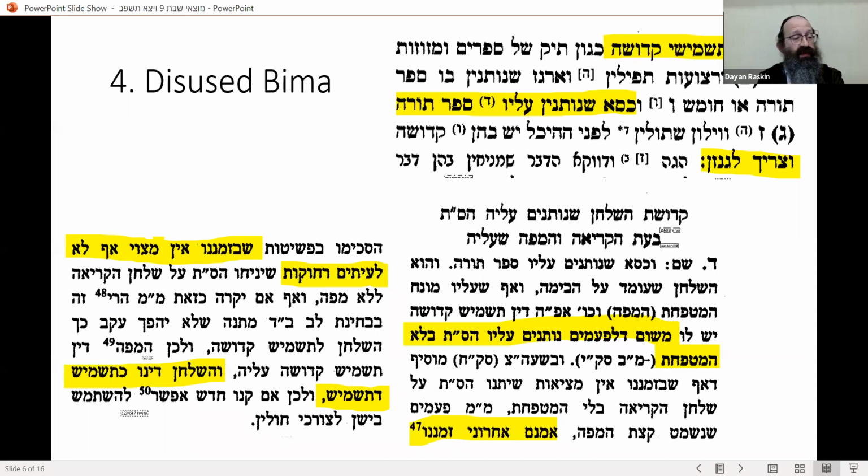Let's move on to a new shaila. Our shul has a new Bima. So what do we do with the old Bima? Does a Bima have a kedusha? So here we have now, this is Simon Kufnun Dalad in Shulchan Aruch. Tashmishe kedusha, kegoin tik shel sforim or mezuzis.